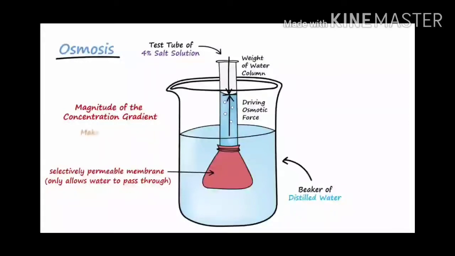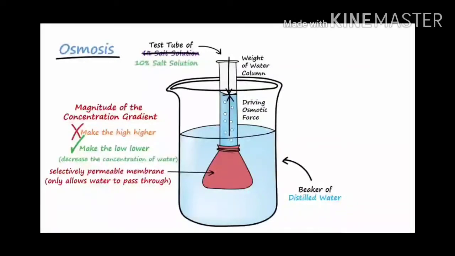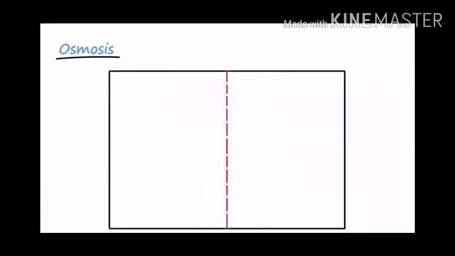We will try to understand that the concentration gradient means we cannot make the high into a higher one, but what we can do is to make the low into a lower one. That means where the concentration is low, we can decrease the concentration of water. That means from the solvent we can pass the water into the solution. If we take a 10% solution and increase the concentration of the solution, more water will flow through the semi-permeable membrane into the solution part.